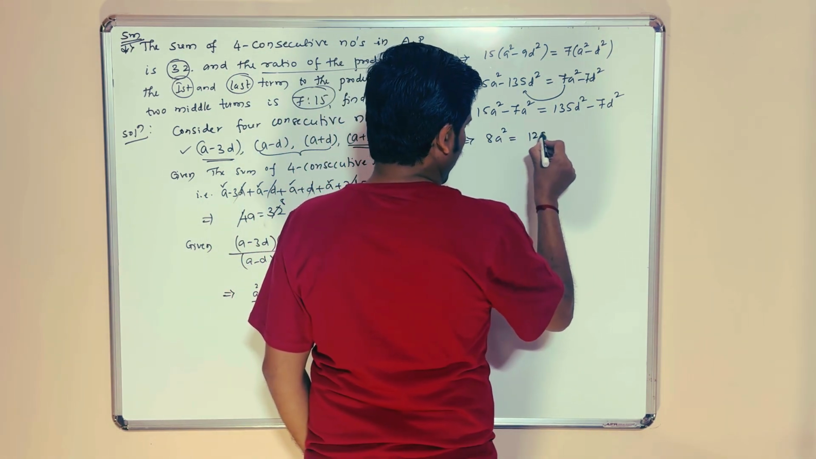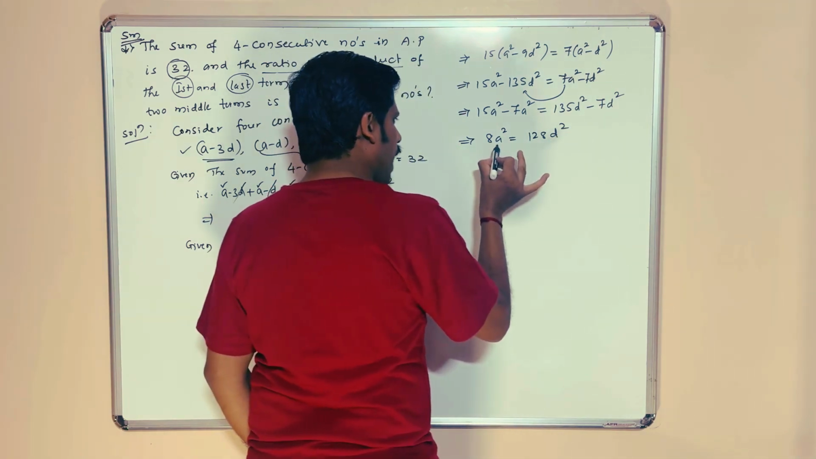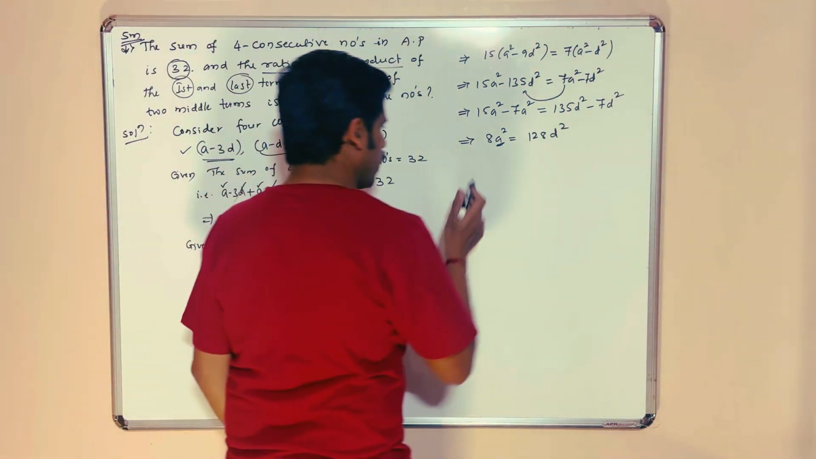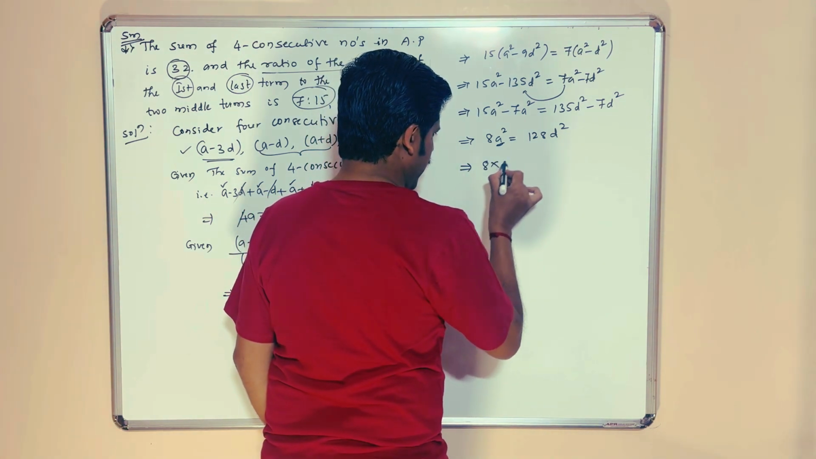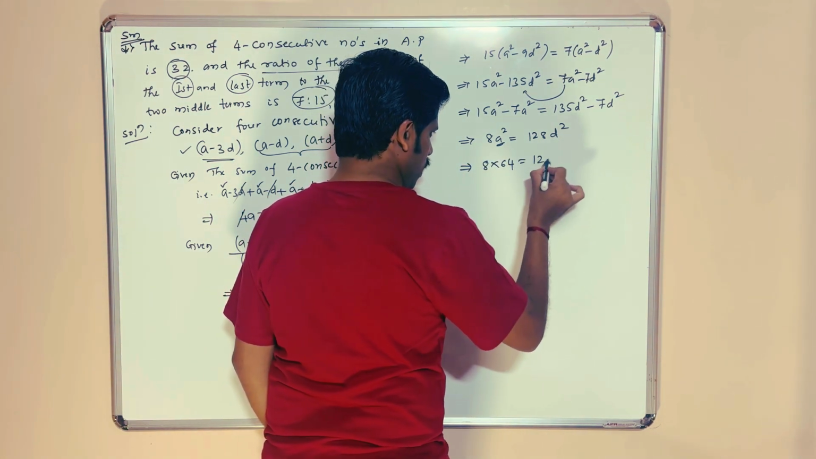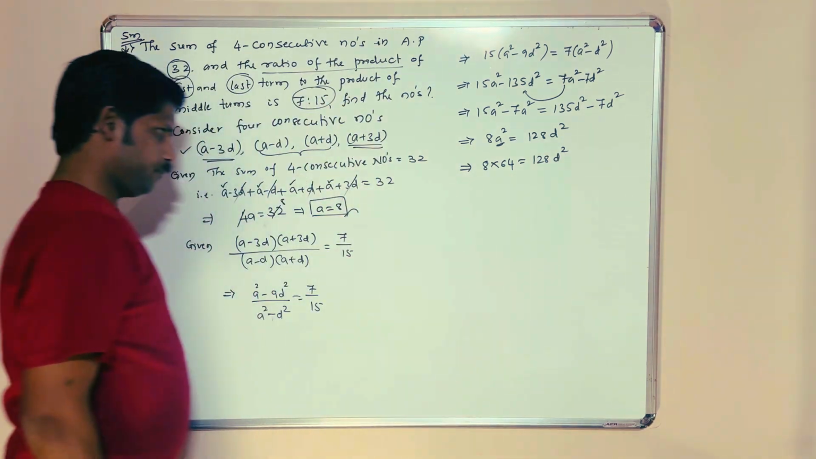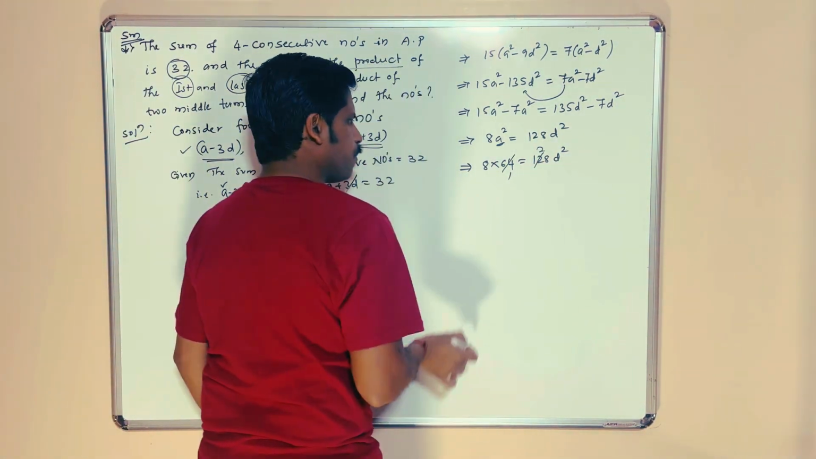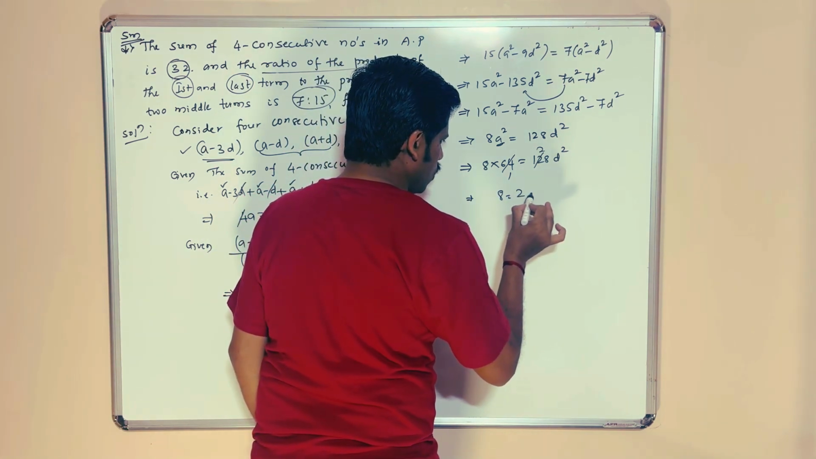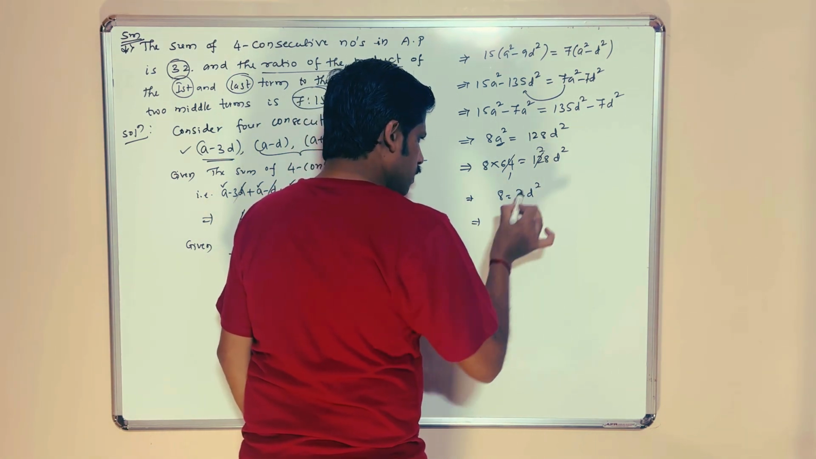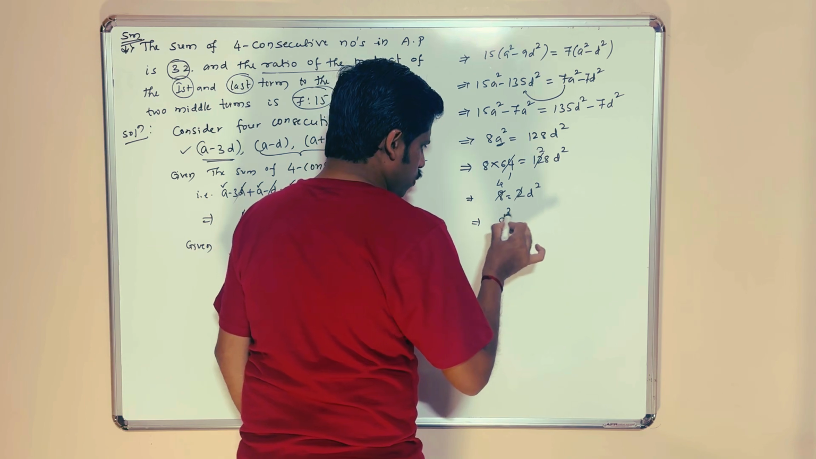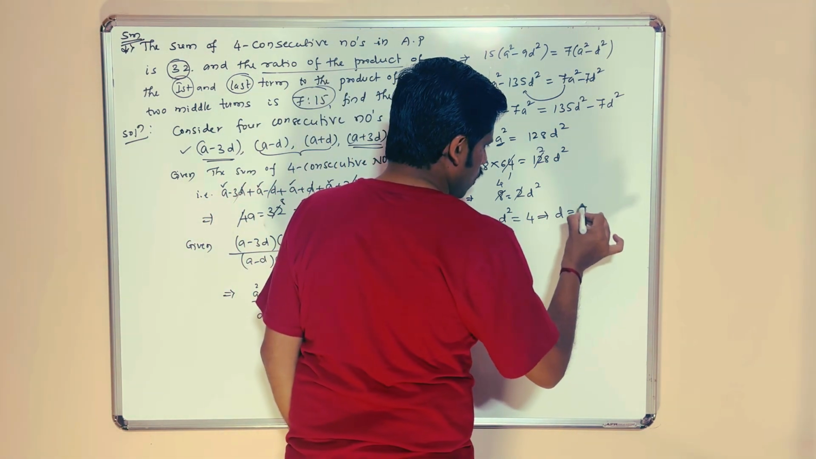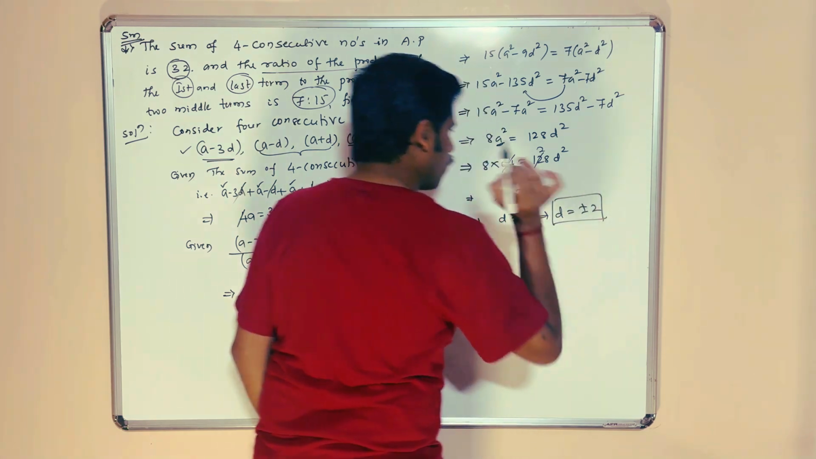8A square is equal to 128 D square, and also we have the A value here. A value is 8, right? Substitute here. 8 square is 64. 8 into 64, is equal to 128 into D square. So 64 ones are 64, twos are 128. So here we have 8 is equal to 2D square. Then 2 fours are 8. D square is equal to 4. Then what is the value of D here? D is equal to plus or minus 2.